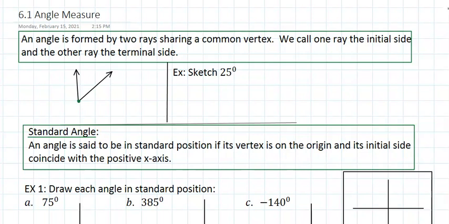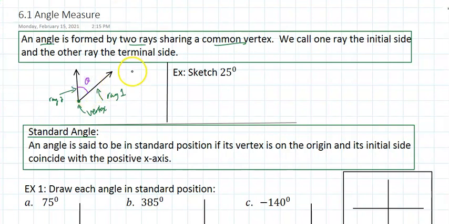Section 6.1 talks about angle measure. We define what an angle is. An angle is formed by two rays sharing a common vertex. So this is ray 1 or ray 2, it doesn't matter. It doesn't specify. So when we say the angle is formed by two rays, we're talking about the angle.